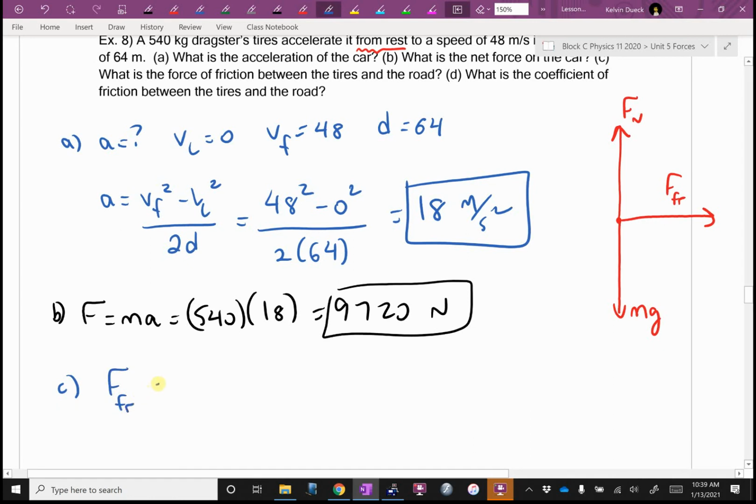So friction equals... Oh, by the way, in part B, didn't I just find ma? Friction is going to be 9,720 newtons, apparently. So I'm doing this question just to remind you, Mason, don't be mechanical. Oh, friction, mu times normal force. Okay, if you don't have mu, we got lots of options still.